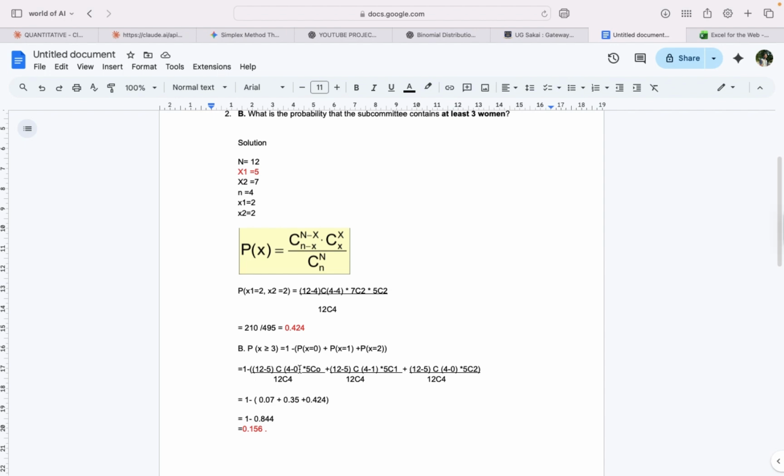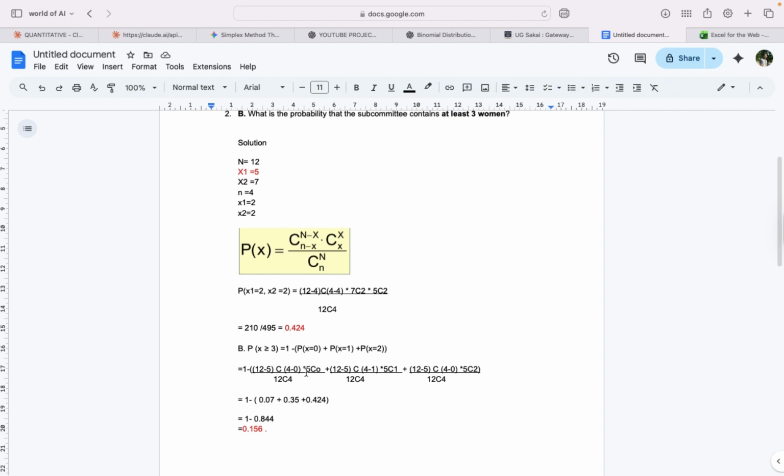Combination 4 minus 0, because we are finding the probability of 0. Multiplying 5 combination 0. That's the 5 successes over the sample, which is 0. Okay, so all these represent this. Over the total sample, that was 12, over the selected ones, that was 4, the selected subcommittees, that was 4. But the probability of x is equal to 1. So we're just fixing the values alongside the formula.